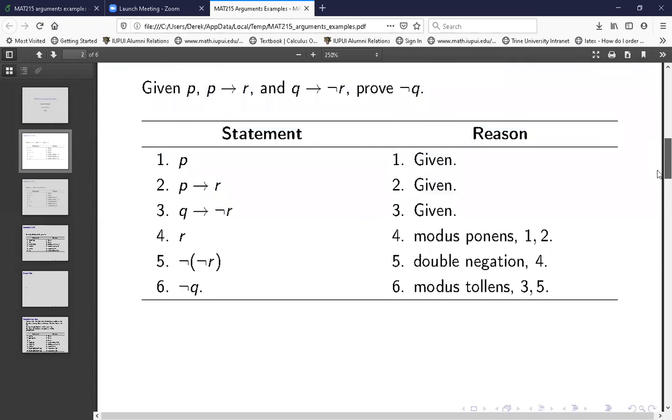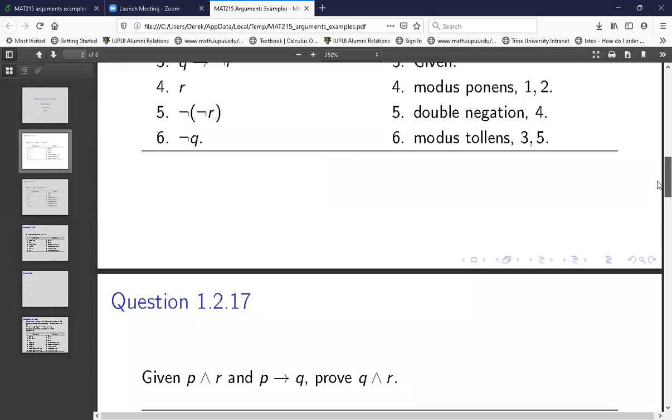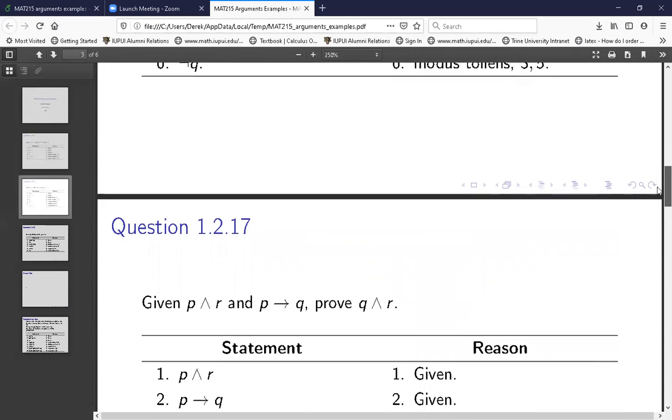All right, so the next one, I'm given P and R, and P implies Q, and I want to prove Q and R. This is the same idea. It's going to require some other steps. I'm going to write my givens.